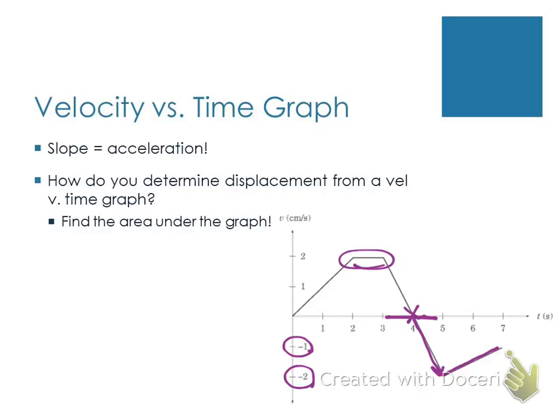For this last little section of our graph, what are we doing? Slowing down in the negative direction. That's tough. Okay, this is why we know we're slowing down. We're approaching zero velocity. Right? We're approaching the x-axis. So we're starting to slow down. That's really tricky.